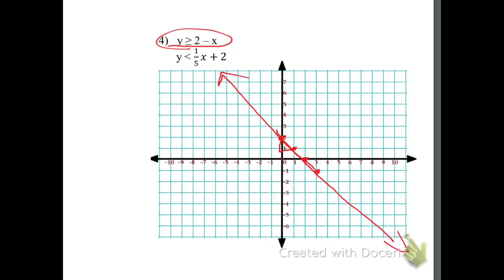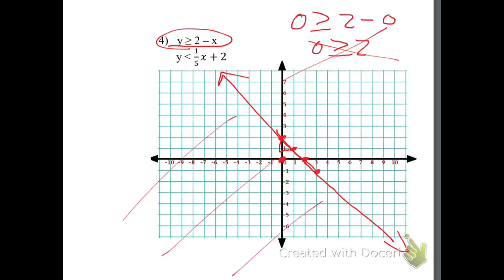Now you need to decide which side is going to get shaded. If you're not sure, pick a point, any point. I like to pick 0, 0 because it's convenient and it's easy to plug in. It's easy to test. So y is 0, x is 0. Is 0 greater than or equal to 2? That is no. So since that's not true, you will not shade this direction. You're going to shade the other way because it gave you a false answer. So you're going to shade that direction. And that line is done.